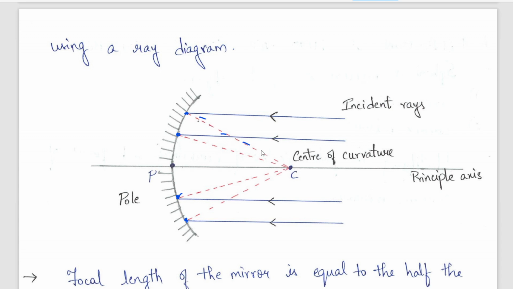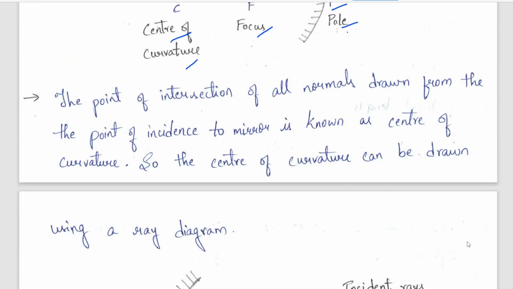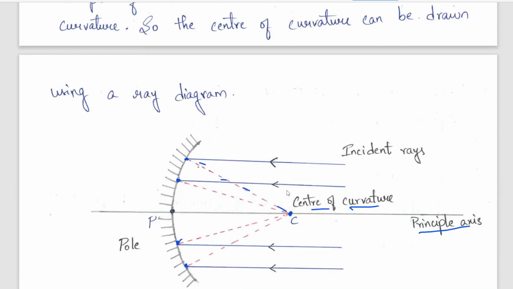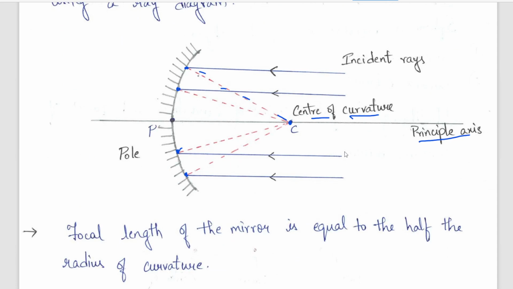These red lines are meeting at a point on the principal axis, right? These four red lines are meeting at a single point on the principal axis. That point is called the center of curvature. As you can see here in the definition, the point of intersection of all normals drawn from the point of incidence to the mirror is known as the center of curvature. So the center of curvature can be found using a ray diagram. So this is a ray diagram.